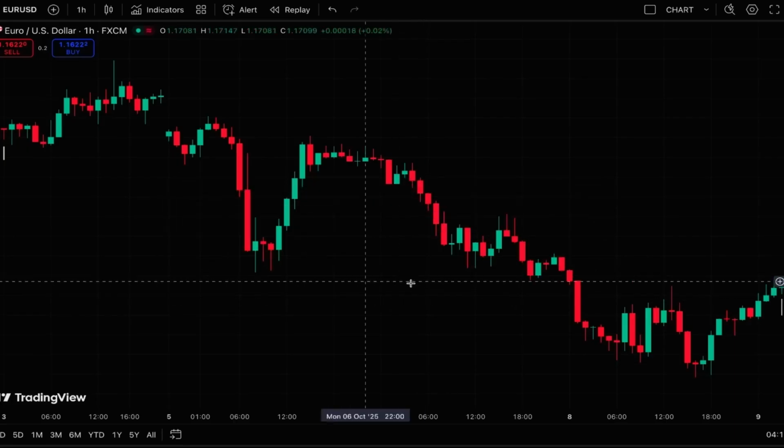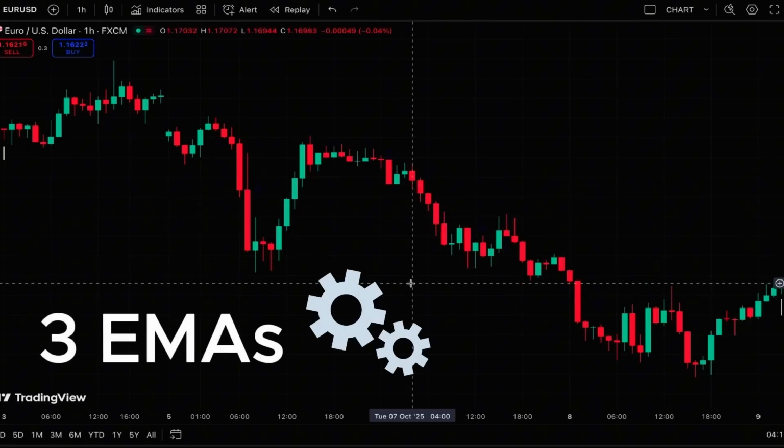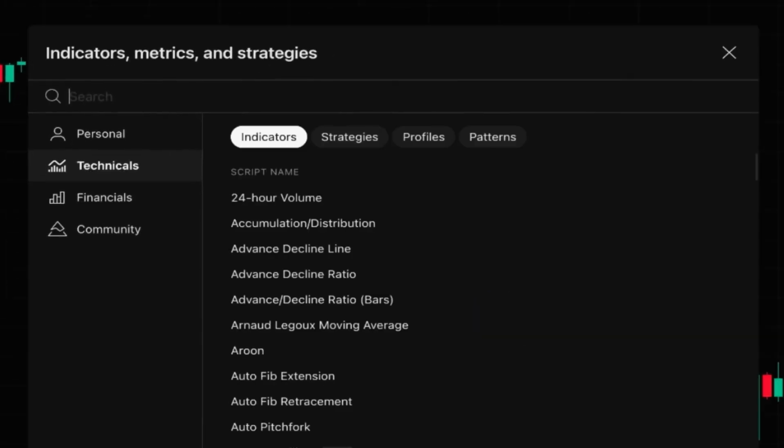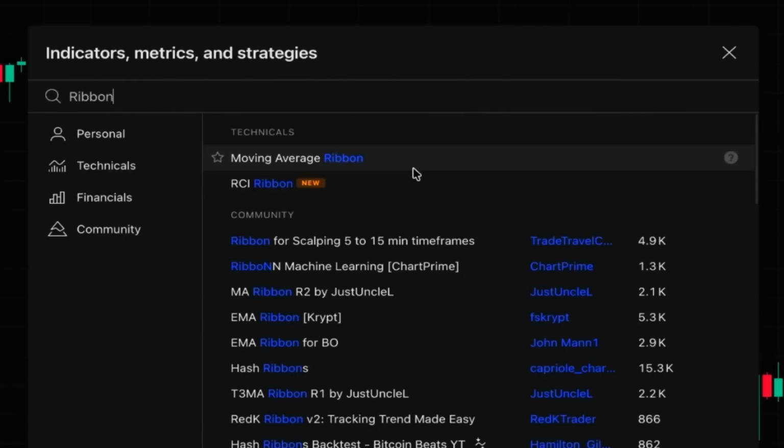All right, first we need to add 3 exponential moving averages to our chart with special settings and combination. So here we click on Indicators and we search Ribbon. We add this moving average ribbon, which is a built-in indicator on TradingView platform. And now we need to change the settings.